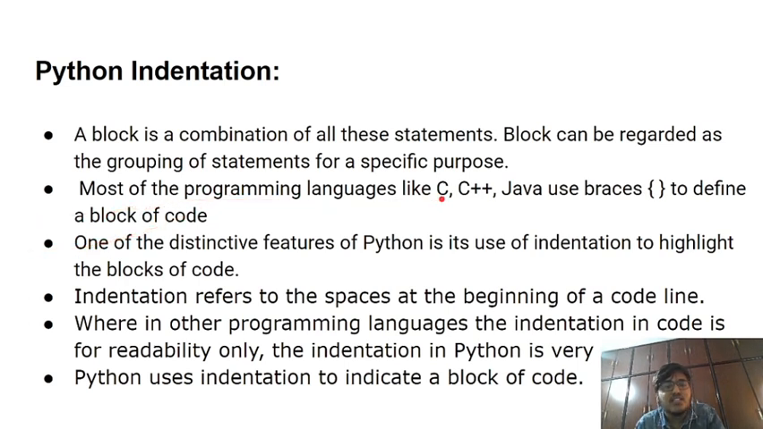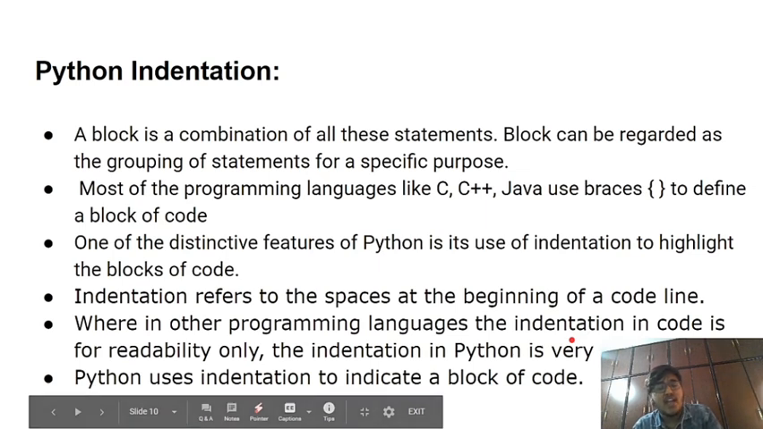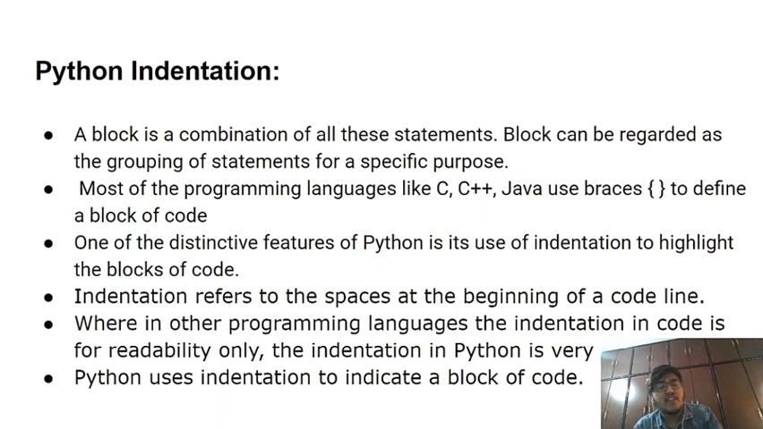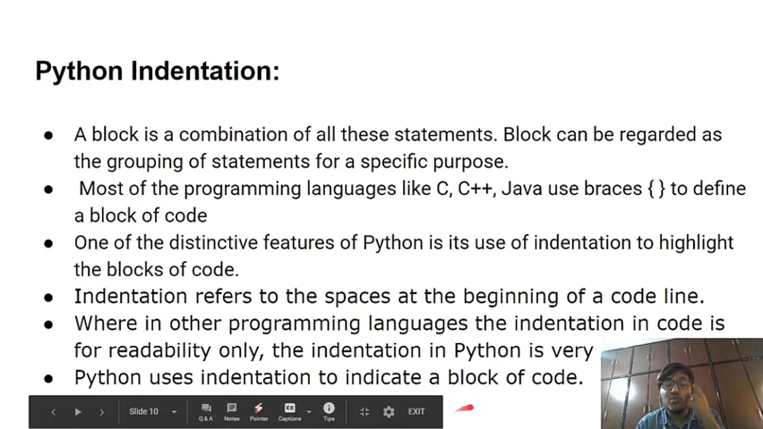Most of the programming languages I have already mentioned, like C, C++, and Java, use curly braces to define the block. Whereas Python doesn't use curly braces, it uses a colon. One of the distinctive features of Python is the use of indentation to highlight the block of code. This is what distinguishes it from C, C++, and Java. Indentation refers to the spaces at the beginning of the code. In other programming languages, indentation is for readability only. The indentation in Python is very important. Indentation is used to indicate the block of code.